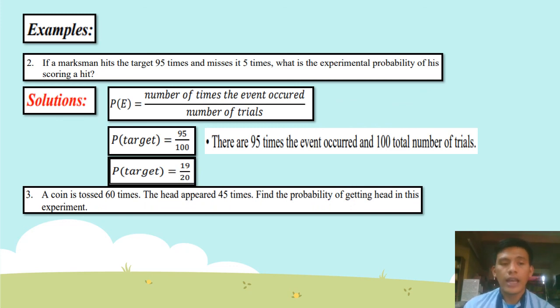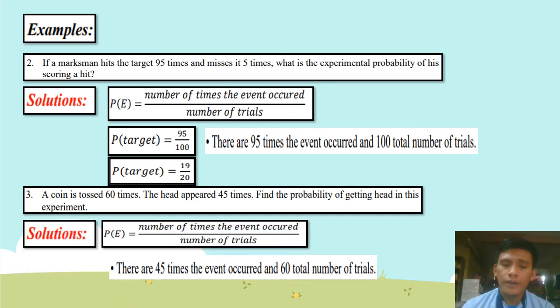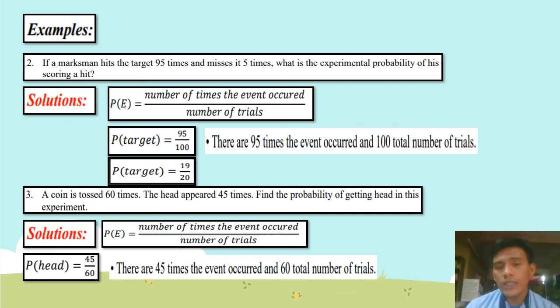For number 3, a coin is tossed 60 times. The head appeared 45 times. Find the probability of getting head in this experiment. Simply, 45 is the number of times the event occurred, and 60 is our number of trials. Therefore, 45 divided by 60. When we simplify that, that will be 3 over 4.